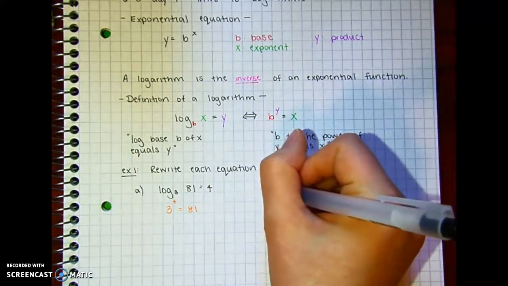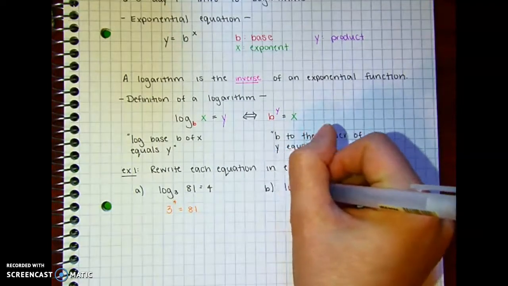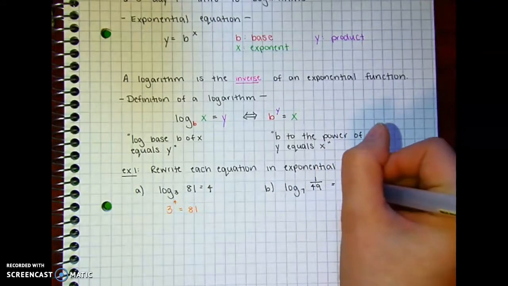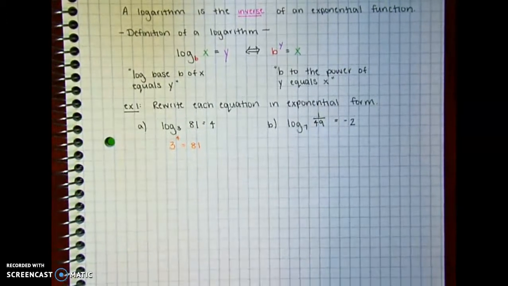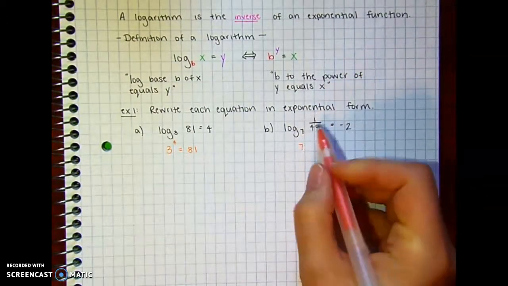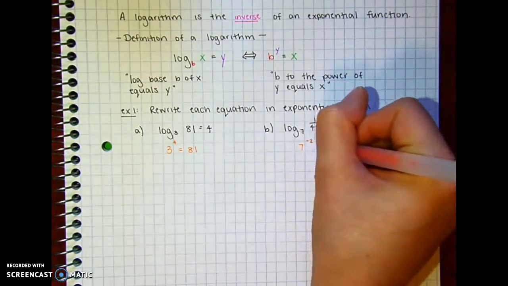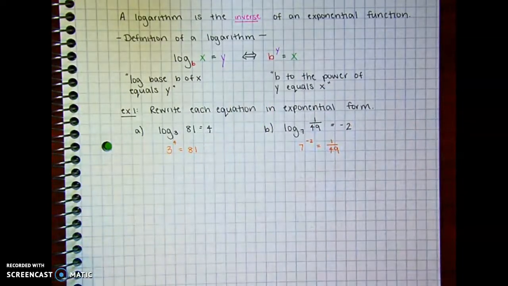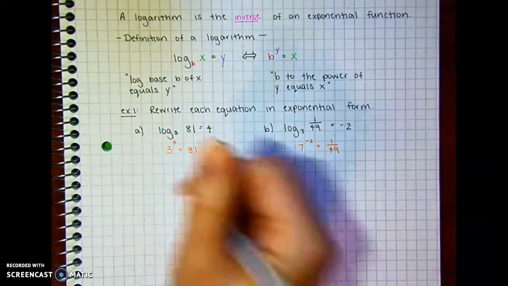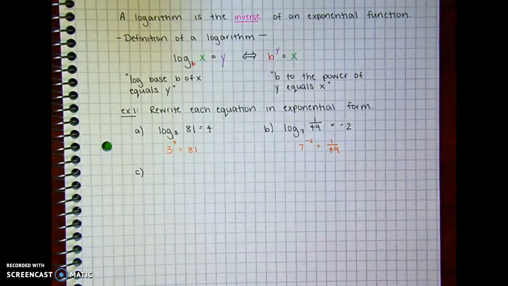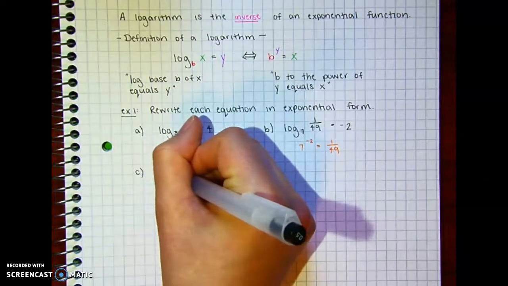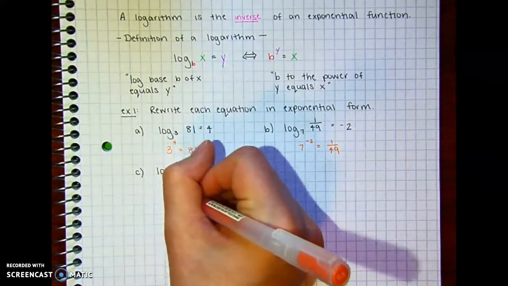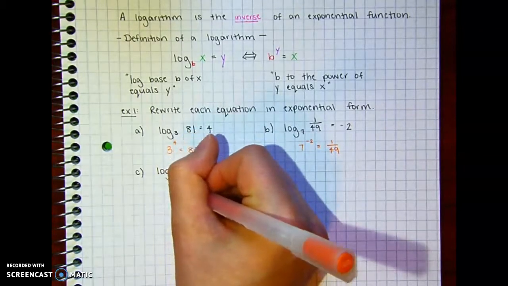Let's do another one. Log base 7 of 1 over 49 equals negative 2. So rewriting this, I would take 7, raise it to the negative second power, and that's going to equal 1 over 49. So we're just following the definition of the inverse. Let's do one more that generalizes it. If I had log base a of r equals m, rewriting that as an exponential would be base a to the power of m equals r.